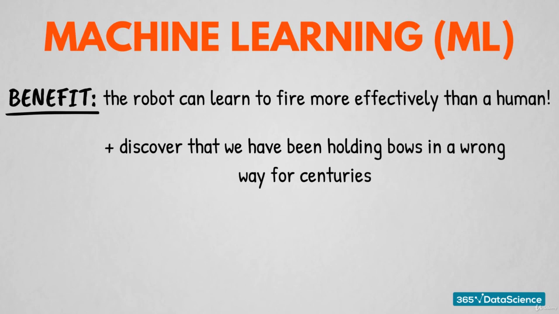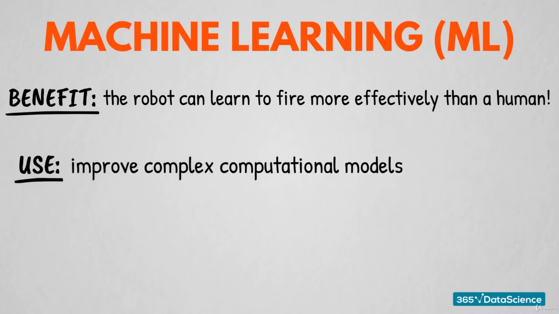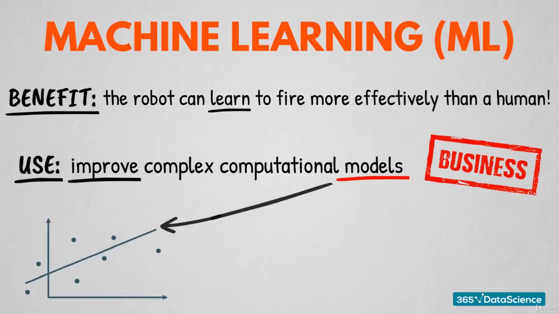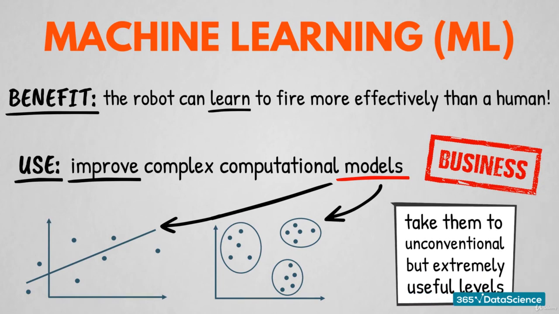To conclude, we must say that machine learning is not about robots. What people use it for is to improve complex computational models that can find infinite applications in our daily lives, especially in the business world. And the complex computational models we are talking about step on the fundaments of regressions and cluster analyses models we discussed in our previous videos, and take them to unconventional but extremely useful levels.